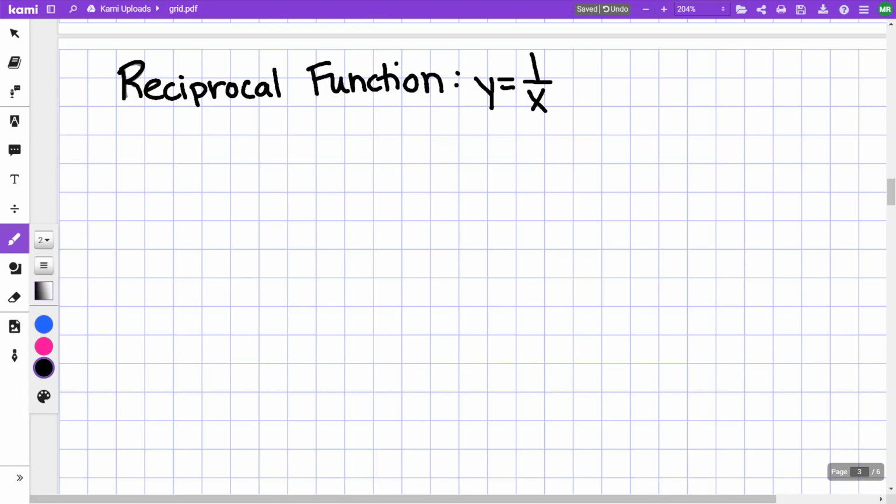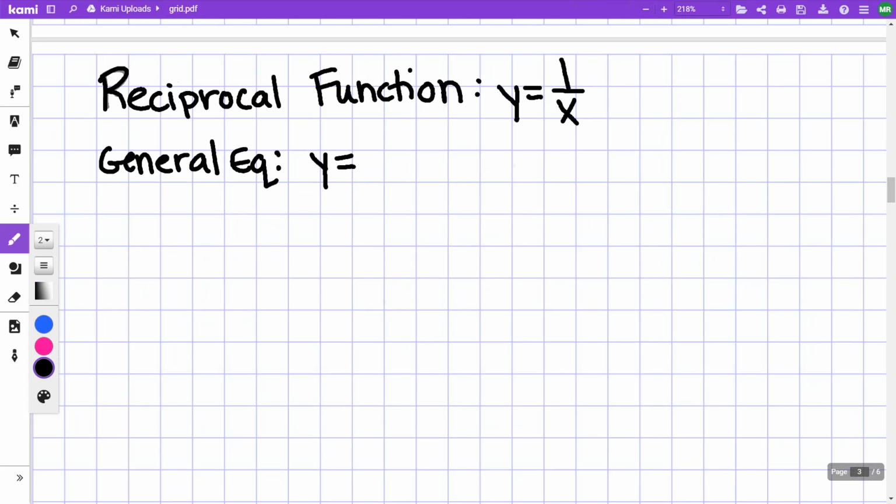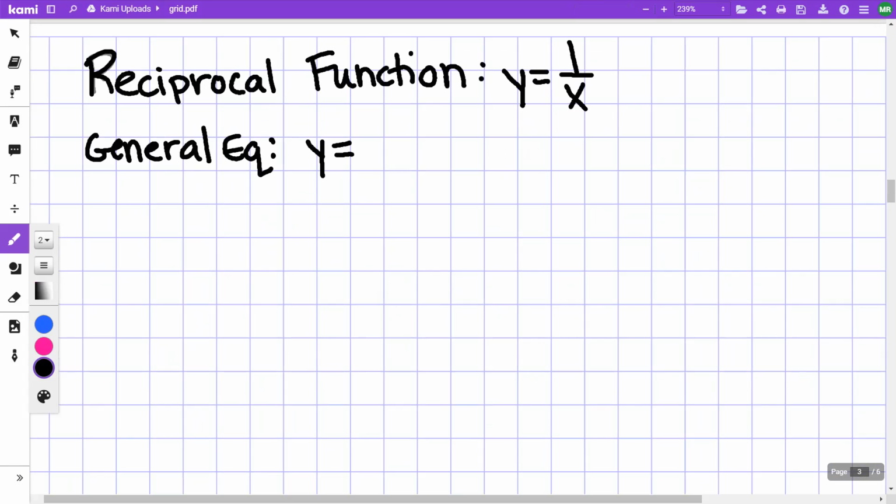Now, we have a general equation, and our general equation is going to be the following. Y equals, the ones we're going to be seeing are going to have the number 1, but there could really be an A on top instead of a 1. Right now, our A is 1. And instead of this being an X, it could be an X minus H, which is again going to move it left or right. And then a plus K.